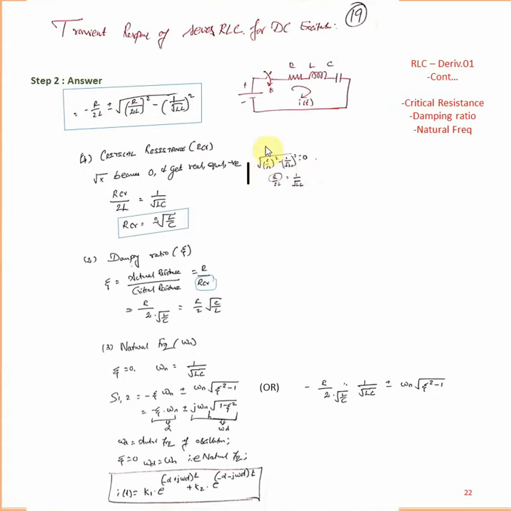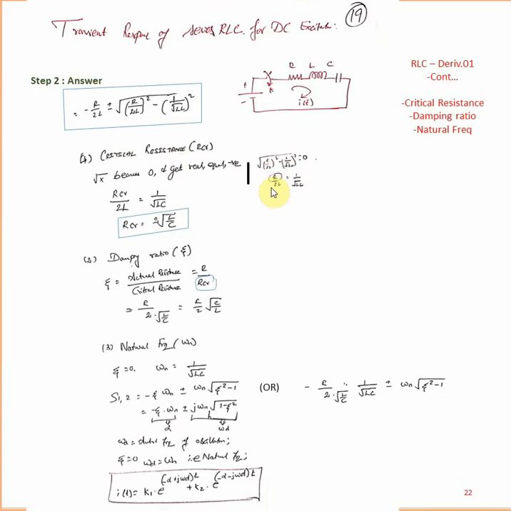Then what is the remaining constant? R by 2L, and then minus 1 by root of LC. Move the minus 1 by root of LC to the other side. So R by 2L is equal to 1 by root of LC. This R is nothing but the critical resistance. The denominator 2L I will move to the opposite side, so 2L divided by root of LC.